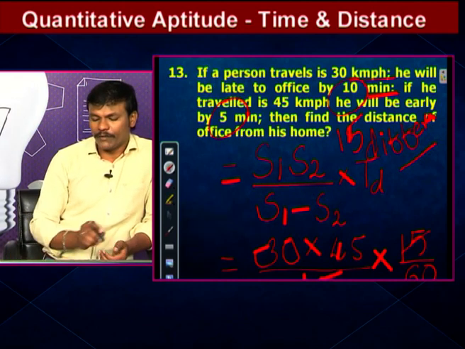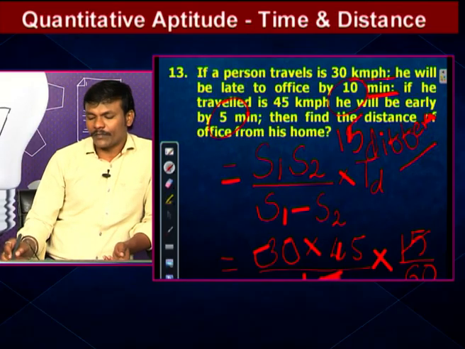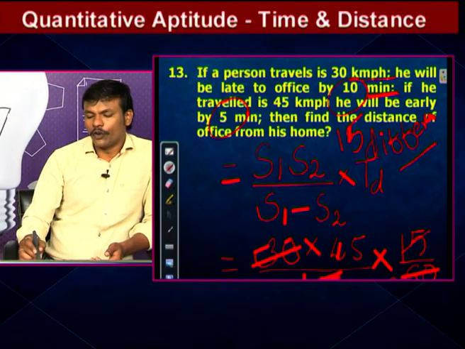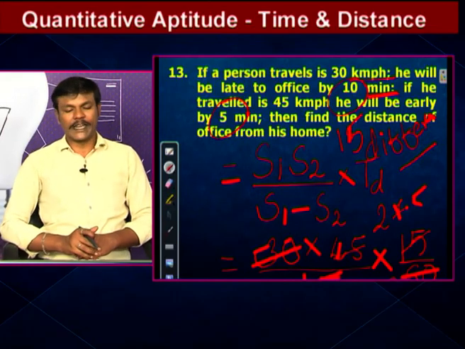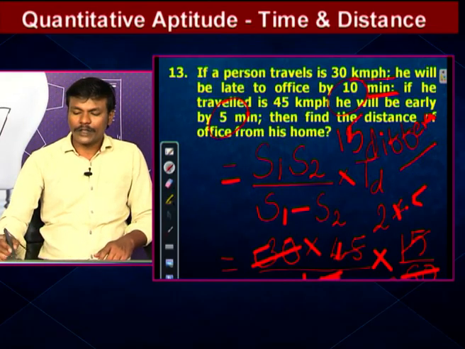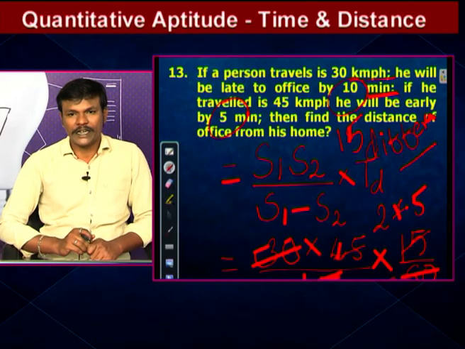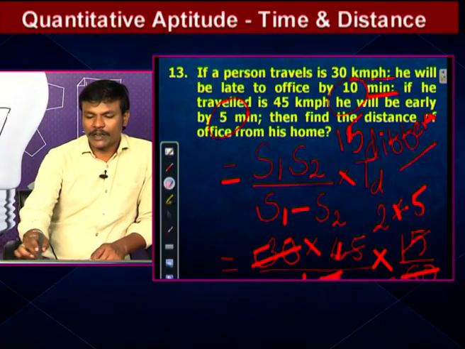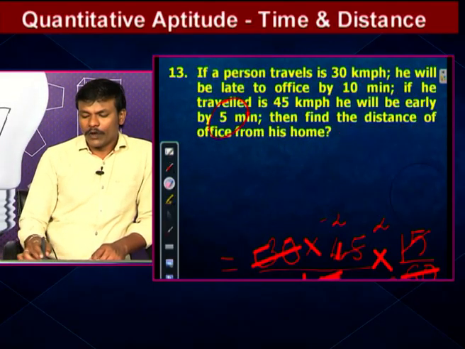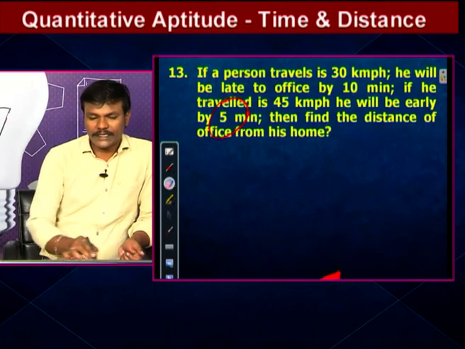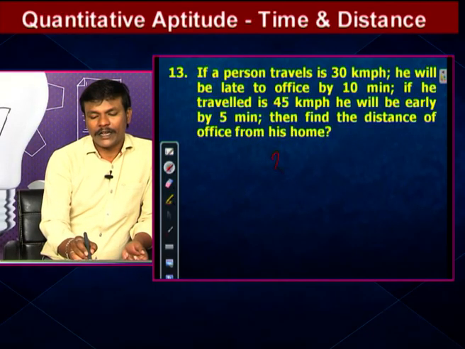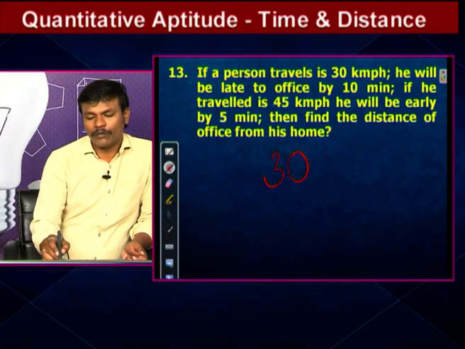15 ones are, 15 ones cancel, 30 twos are 60, 45 by 2 means it is 27.5 kilometers of distance he has. What distance from his home? 27.5 kilometers of distance from his home. Okay. Simply remember, when we have the difference of the time, you take the denominator of the speeds as the difference of the speeds. Simple, the first speed is 30 into 45.